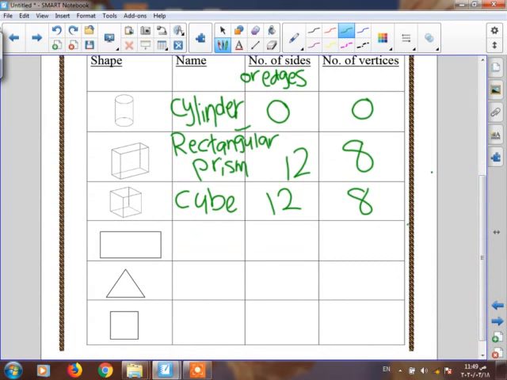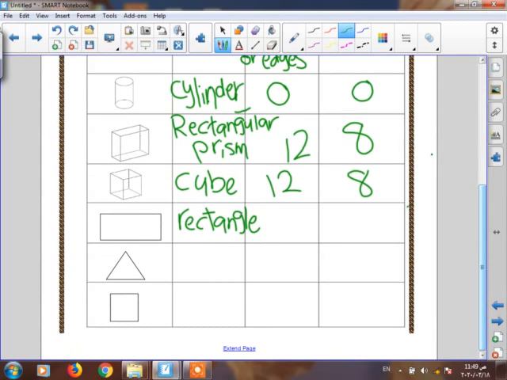The next shape is rectangle. And the rectangle, how many sides does it have? And remember, junior, 2D shapes have sides, not edges. So the rectangle has 4 sides. And how many vertices? 4 vertices.